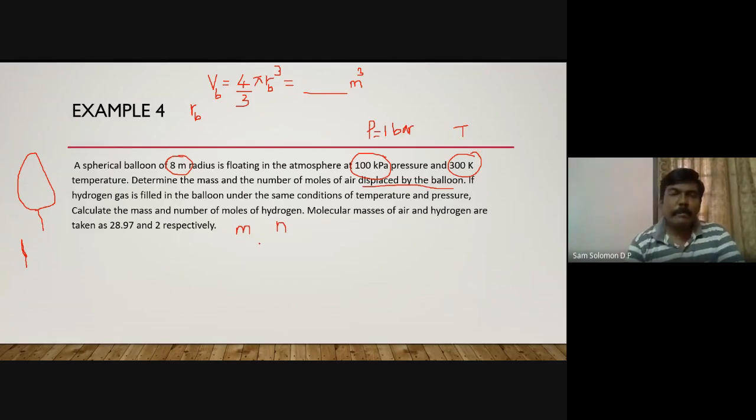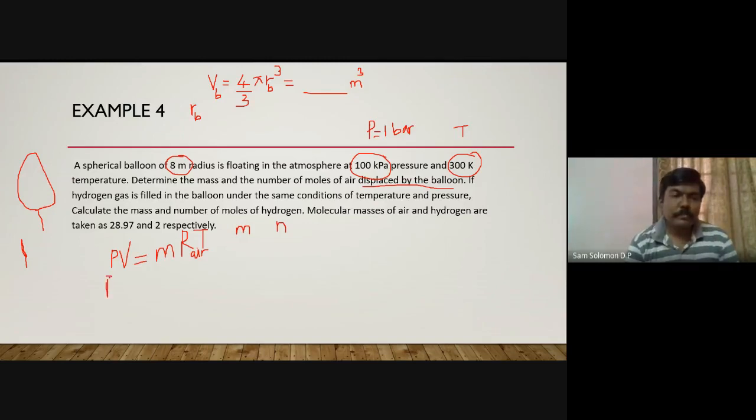So it is a simple PV equal to mRT relationship. V you are calculating here. So PV equal to mRT, a very simple relationship. So m is equal to PV by RT. The only thing is here you are using air, so you have to find out the value of R for air. If the molecular mass is not given, you can straight away use 287. Because the molecular mass is given, then you have to use the formula R air is equal to Ru divided by molecular mass of air.